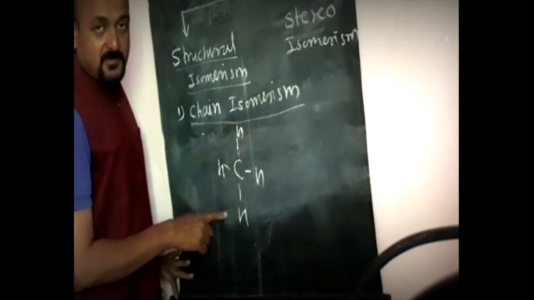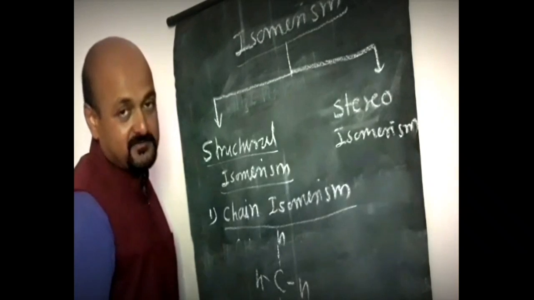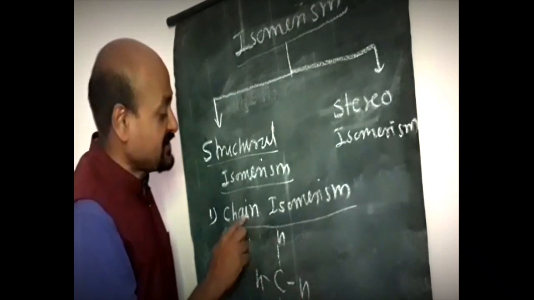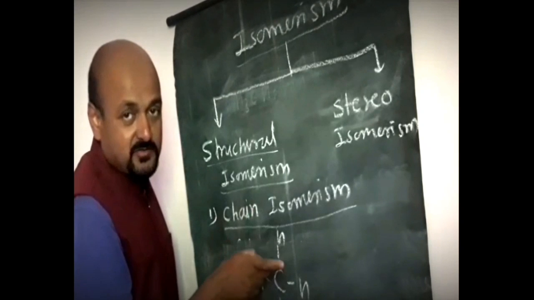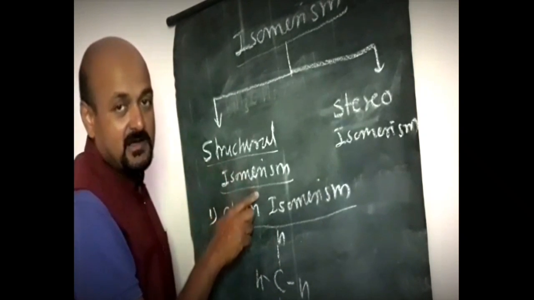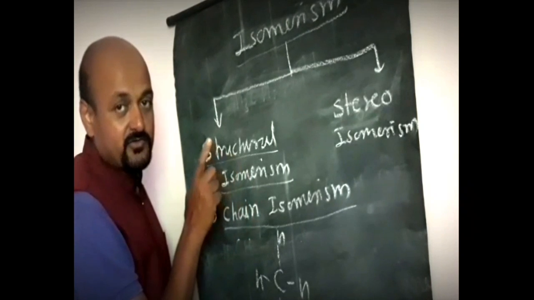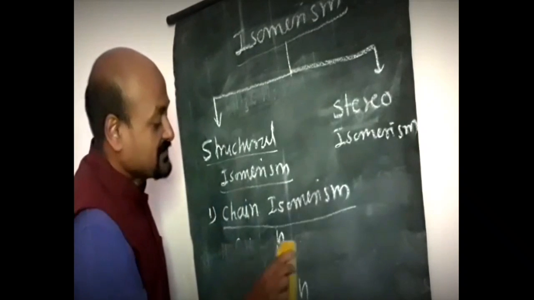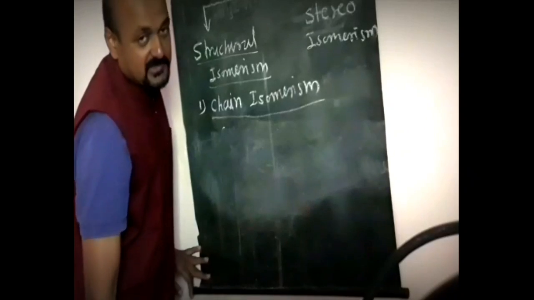This is the structural formula. So in this way this is a structural formula. In chain isomers, there are two isomers having different structural formula. That's why these are known as structural isomers. And this phenomenon, as I told you, is known as structural isomerism. So this is the first type, that is chain isomerism.